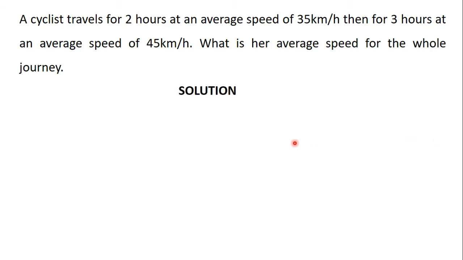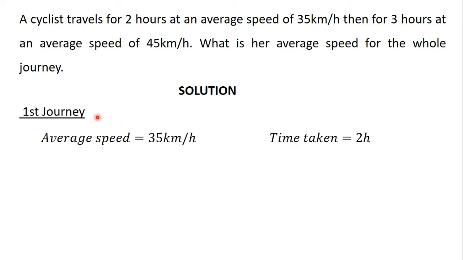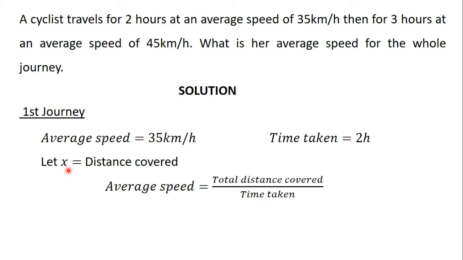We are going to find the distance for the first part of the journey. The average speed was 35 kilometers per hour and the time taken was 2 hours. We know that average speed is equal to distance covered divided by time taken. We are looking for the distance, so let's represent that with a variable, x. The average speed is 35 kilometers per hour, the distance is x, and the time is 2 hours.